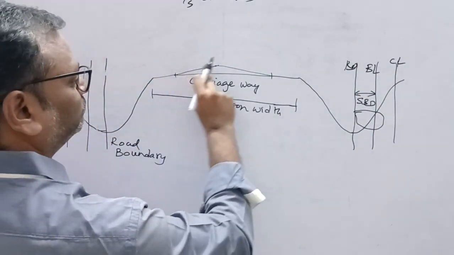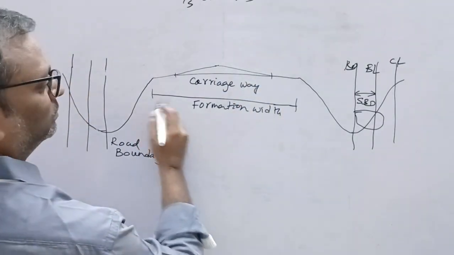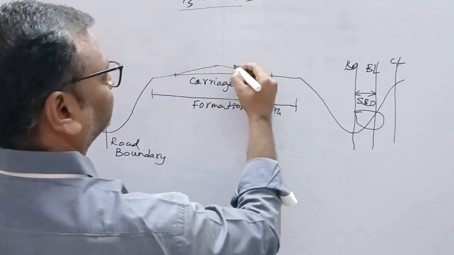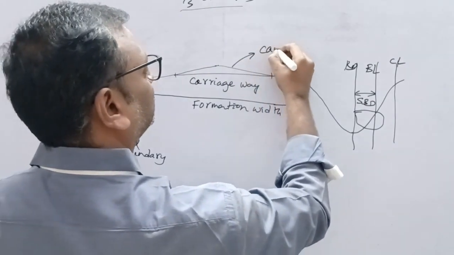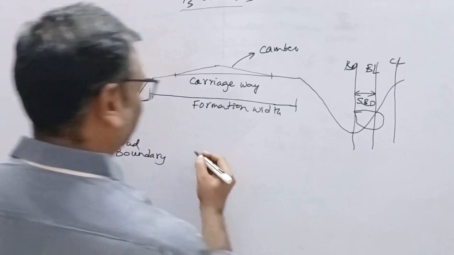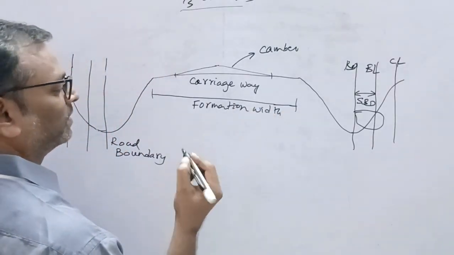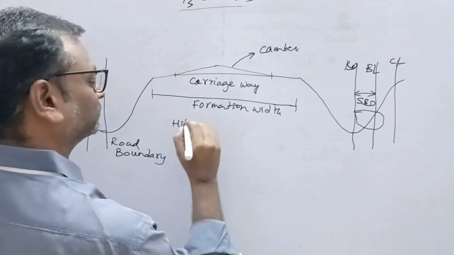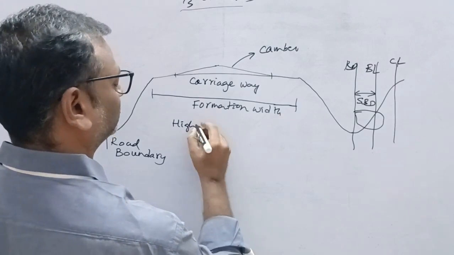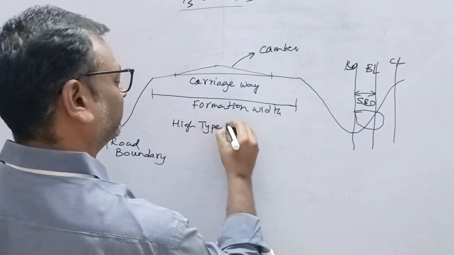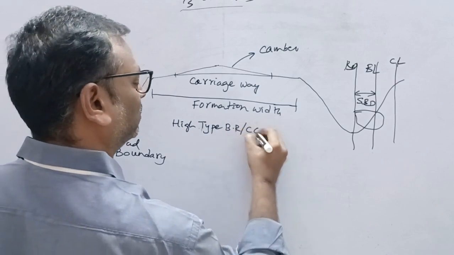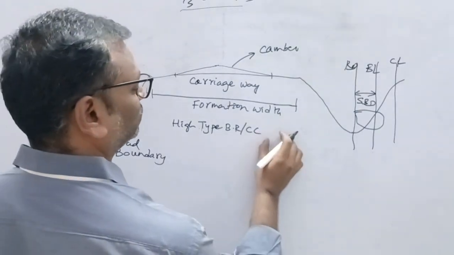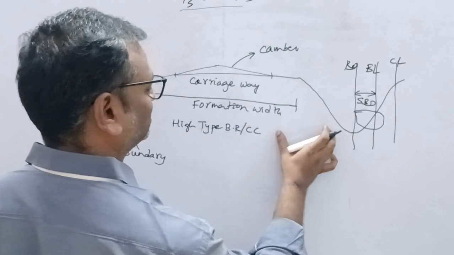Now, formation width. What is camber? The slope, that is camber. That camber is different for different types of roads. Now I'll write: high type bituminous roads or cement concrete roads. They are actually very strong, and the camber will be less.